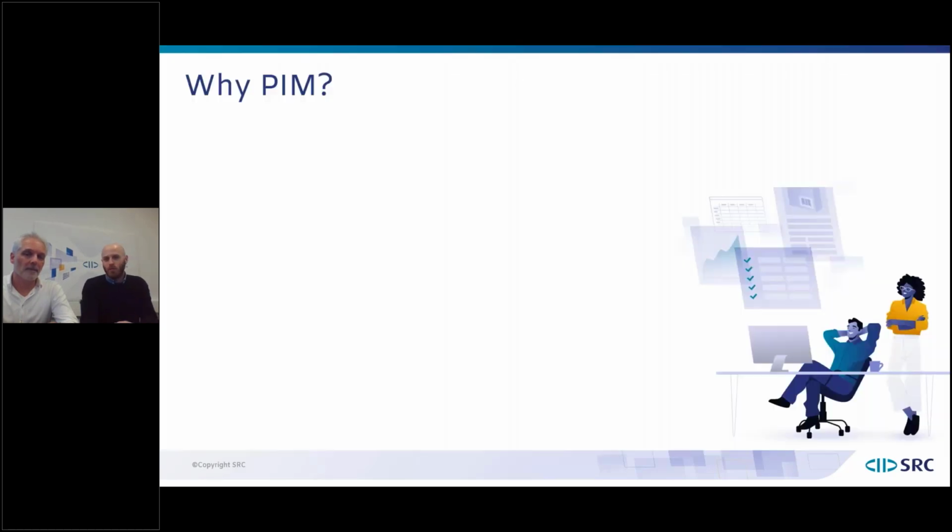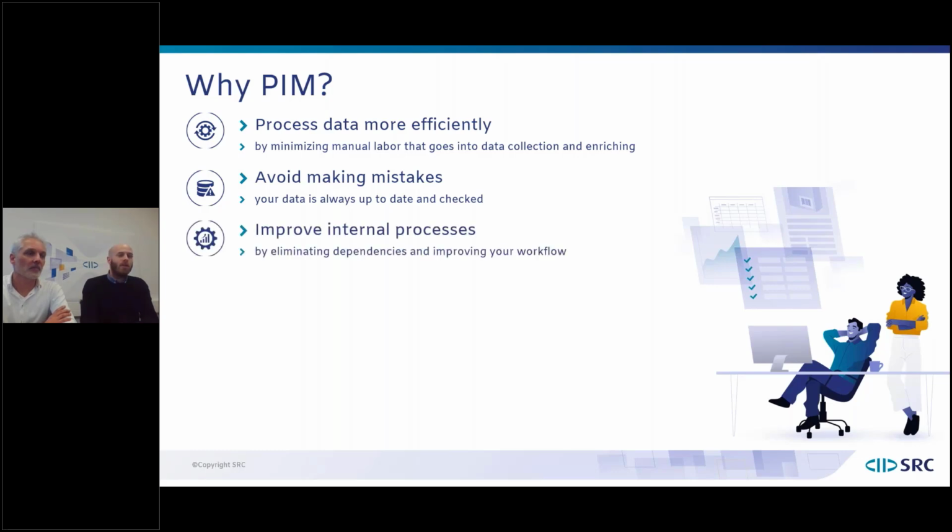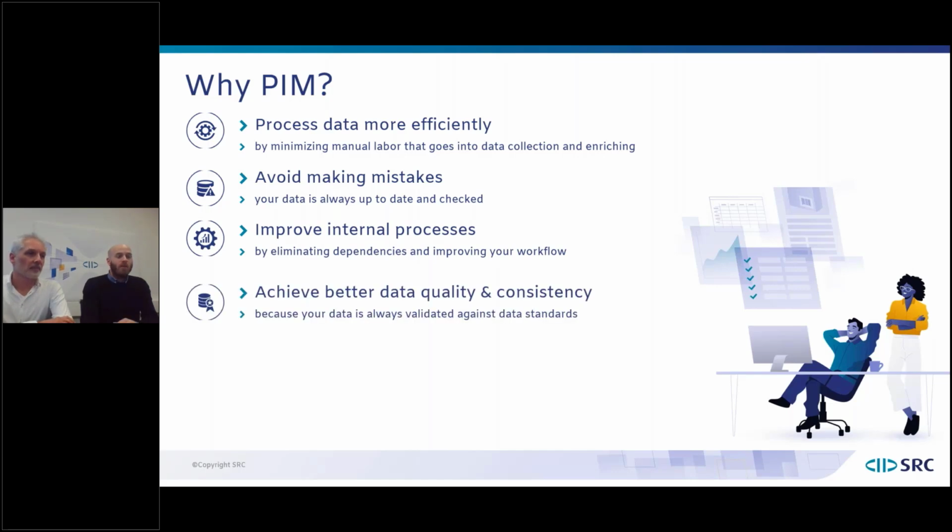So why would you go for a PIM solution? You can process data more efficiently by minimizing the manual labor that goes into the data collection and enriching. You avoid making mistakes, just like the bathtub example. Your data is always up to date and checked. You can improve your internal processes by using a workflow. And thus, you achieve better data quality and consistency across your whole catalog.